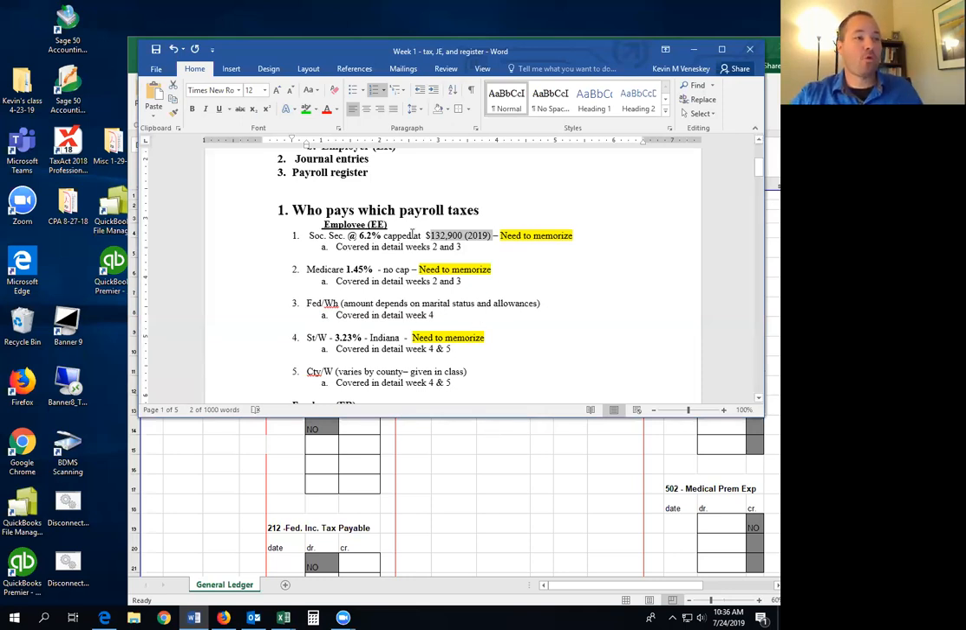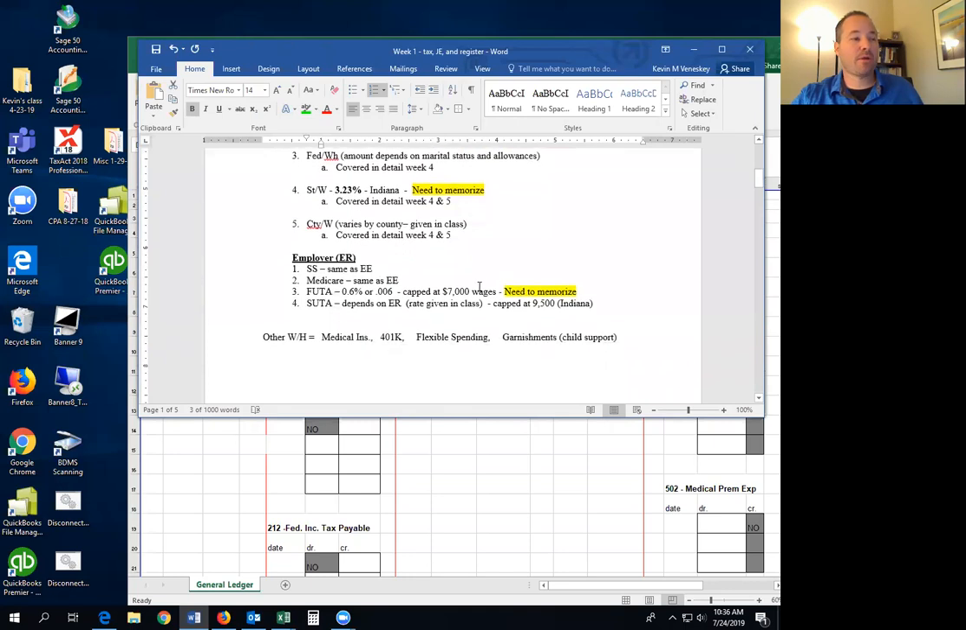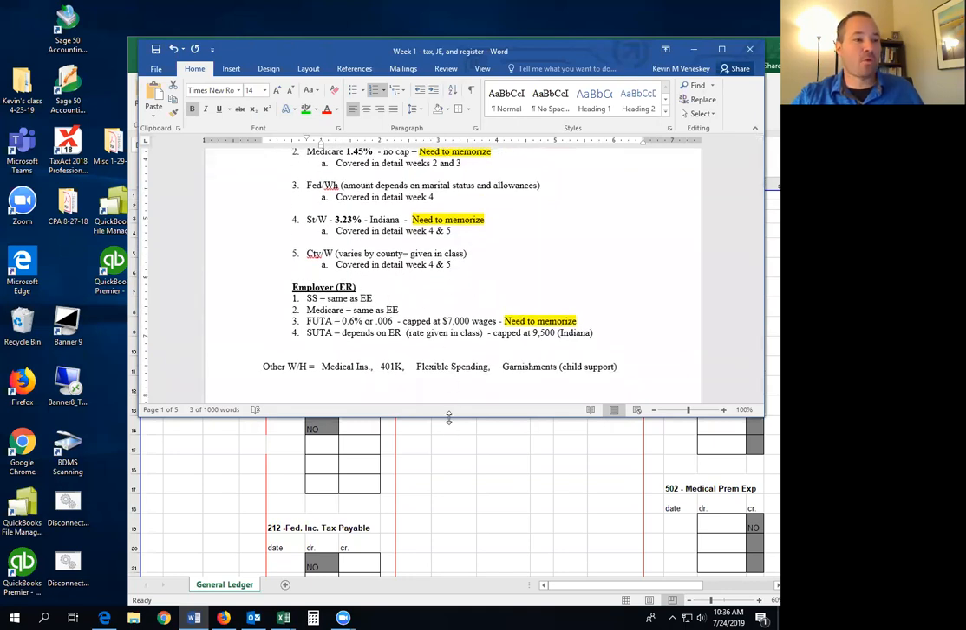Now, a whole journal entry is going to cover all 5 of these taxes, and we're going to do that in a few minutes. But first, we've now looked at the employee side of the taxes. Now let's look at the employer side of the taxes. The employer pays 4 taxes.